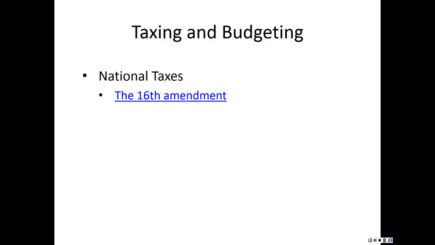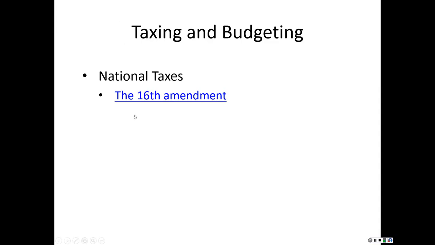We're going to discuss how the state gets its money, where it gets the money to pay for its budget. Most of the money comes from taxes, and taxes are levied at different levels of government. Our first is going to be the federal government, these national taxes. How does the federal government collect the majority of its tax money?